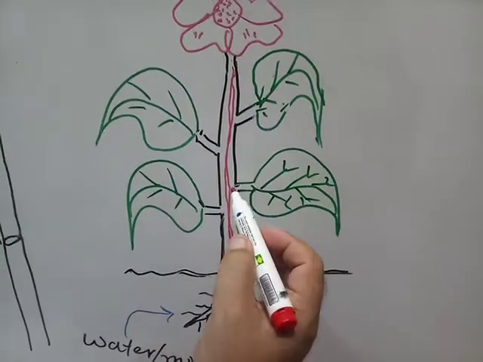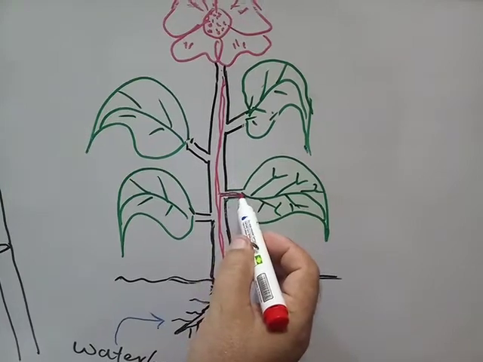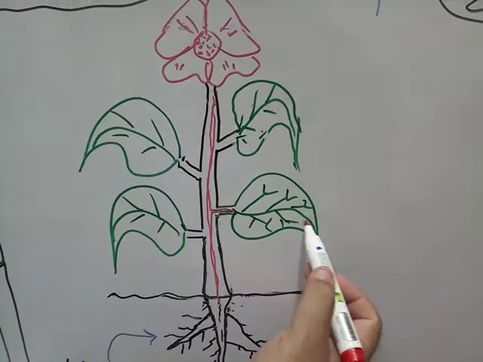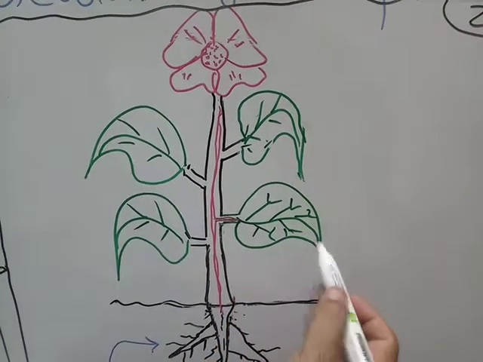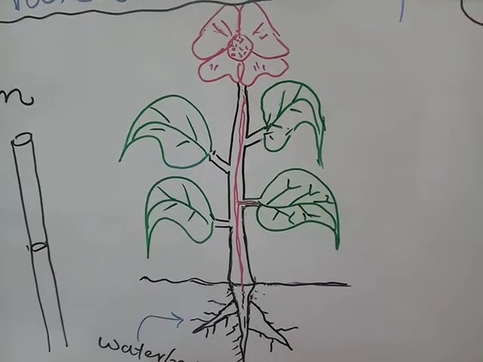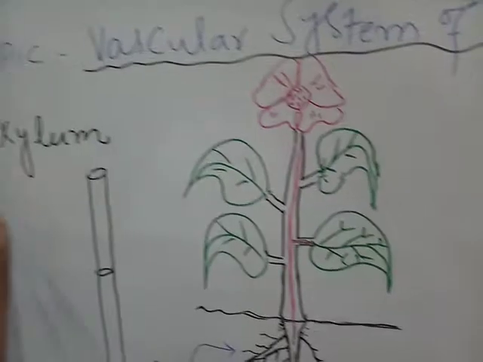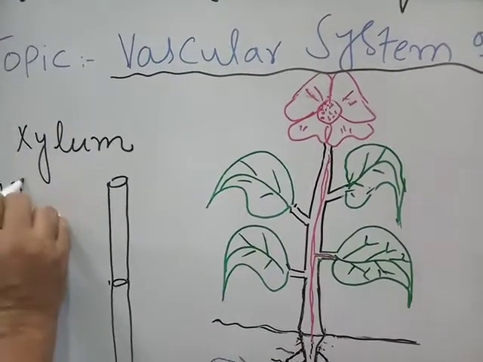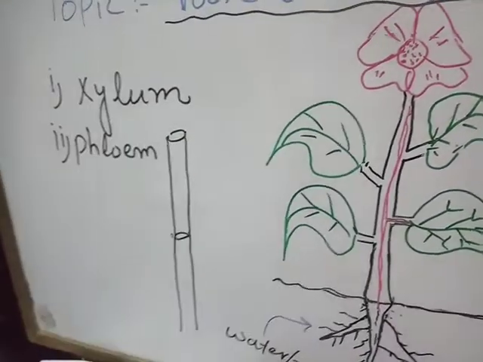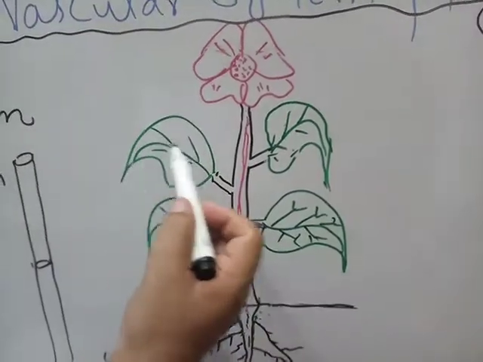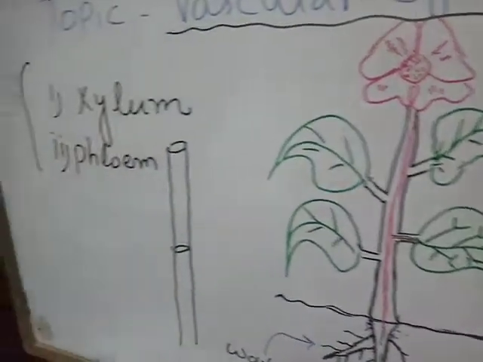From the stem, the xylem tissues, or these tubes, enter into the leaf. You can see this middle line in each and every leaf. These are actually the xylem. Another type of tissue is called phloem. So these are bundles, a combination of these two, xylem and phloem. Both of these are combined here, and this is called the midrib. These are called veins. This midrib and veins are both xylem and phloem.